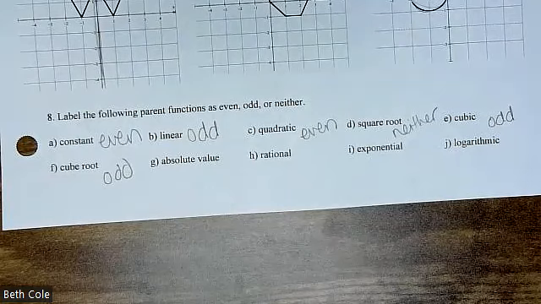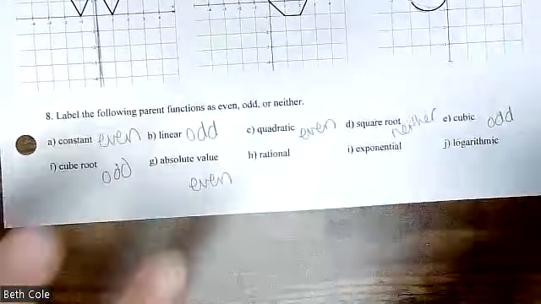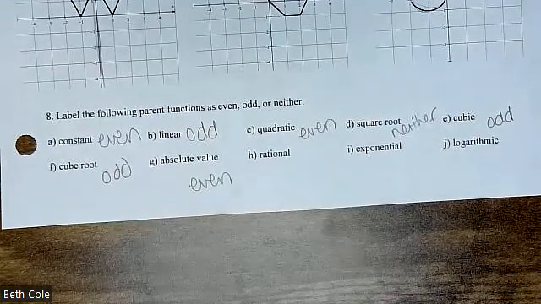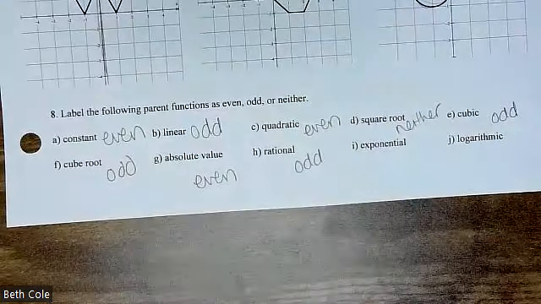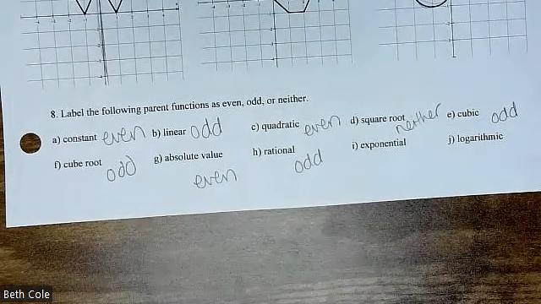Absolute value. It's even, goes across the y-axis. Rational, I'll just draw for you real quick up here. Rational looks like this. It is odd. What's in quadrant 1 goes down to 3, goes across the origin, so that's odd. Exponential is the swoop. That's neither. There's no symmetry there.